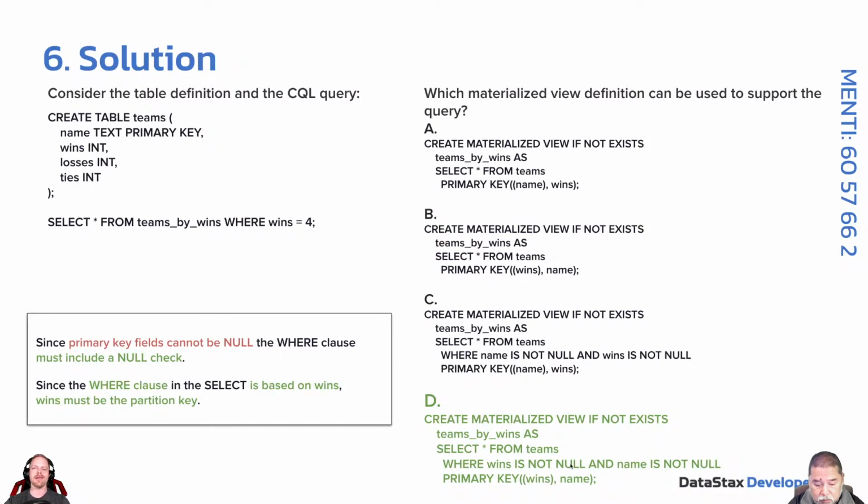And if you notice in this case, where wins is not null and name is not null, both of those in fact would need to be not null. They cannot have those null values. Now, looking at the keys themselves, that immediately narrows it down, well, we have two options that have both name and wins is not null.